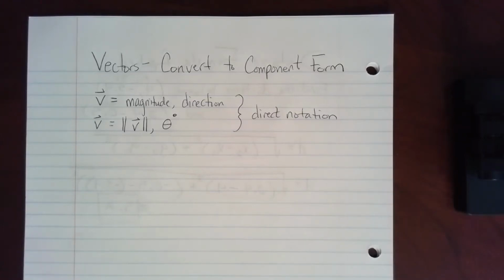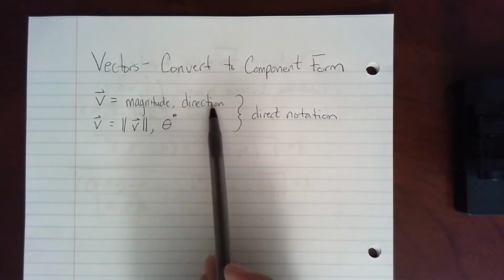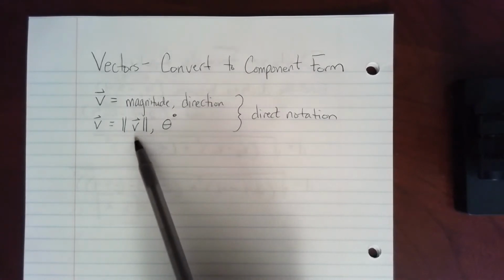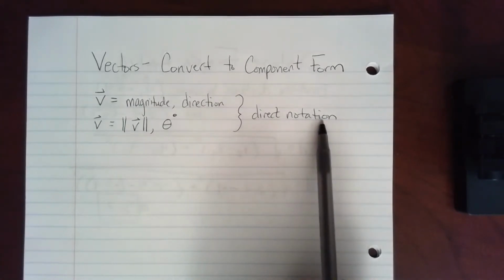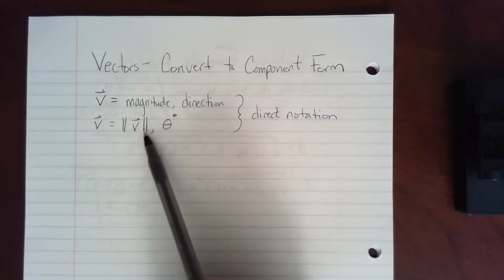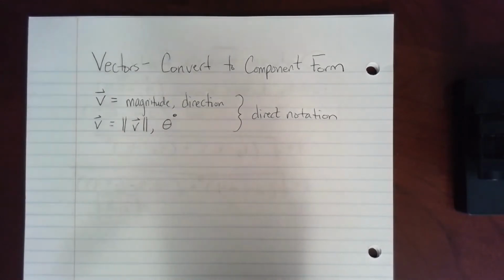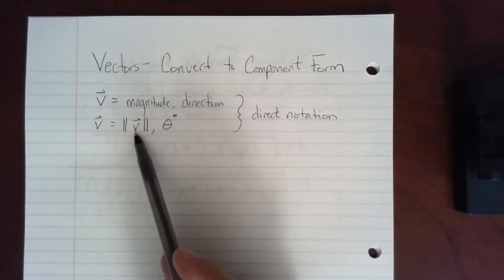Alright, typically speaking, vectors are defined by both magnitude and direction. Those are the two basic components, so I've made a note of that here. They're usually written out in what we refer to as direct notation, using, in this case, the double bracket symbol. Sometimes they'll just use single bars on either side, but notice that this is a different statement than this here.